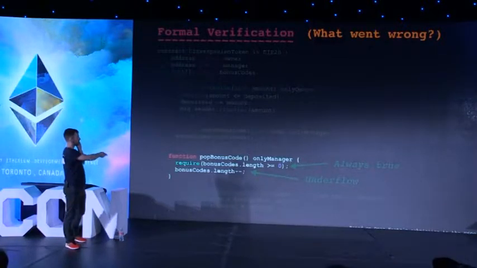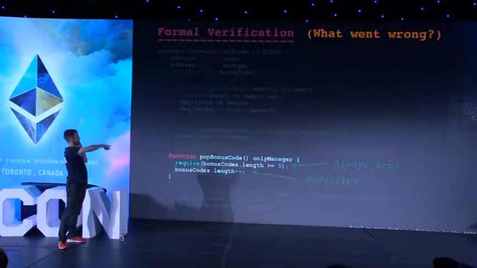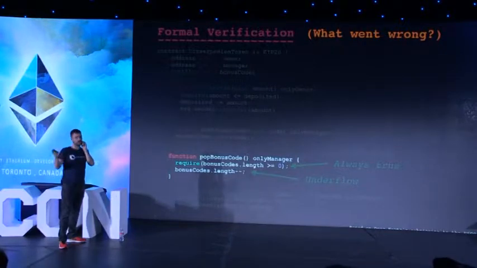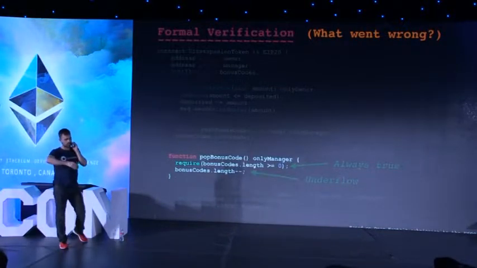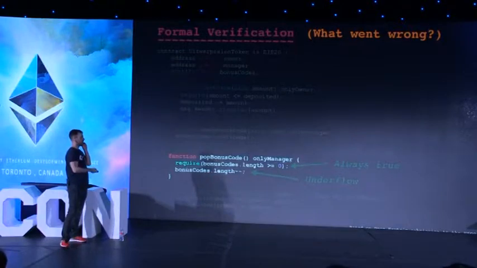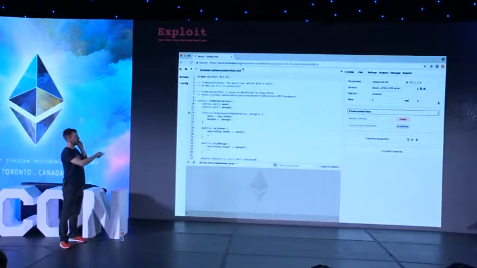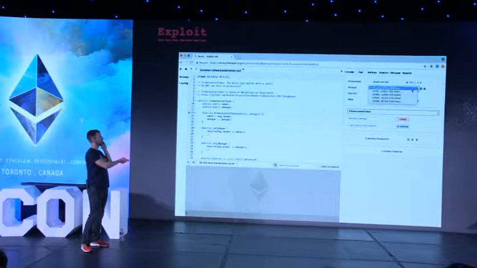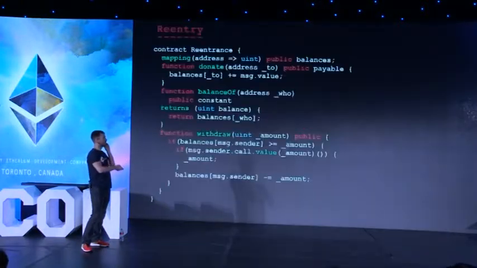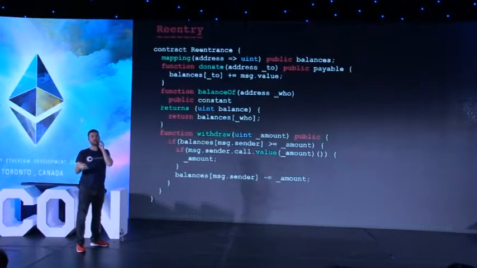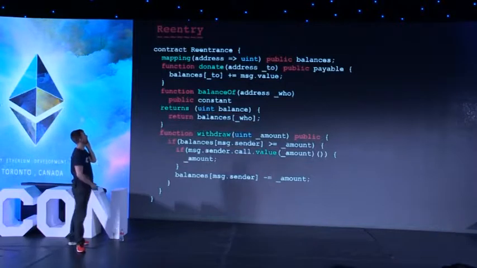And so that means that this bonus codes array, we can actually just write to any location in that array. Which means we wrap around. I don't have time to go through this thing, but we wrap around and we overwrite the owner address, and we own the contract now.